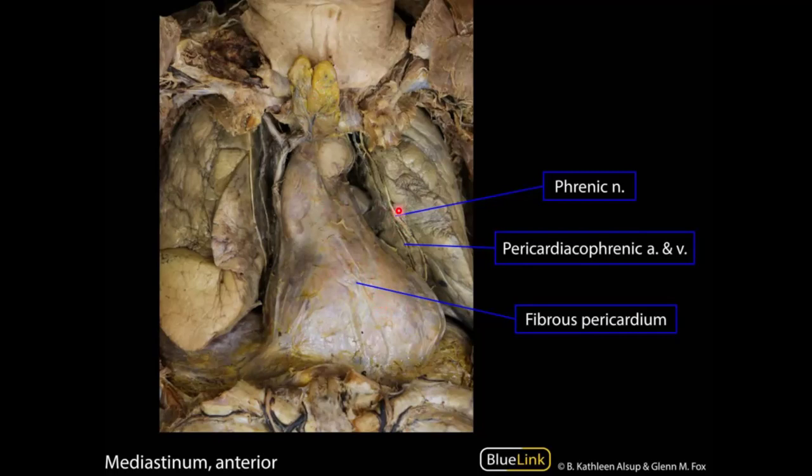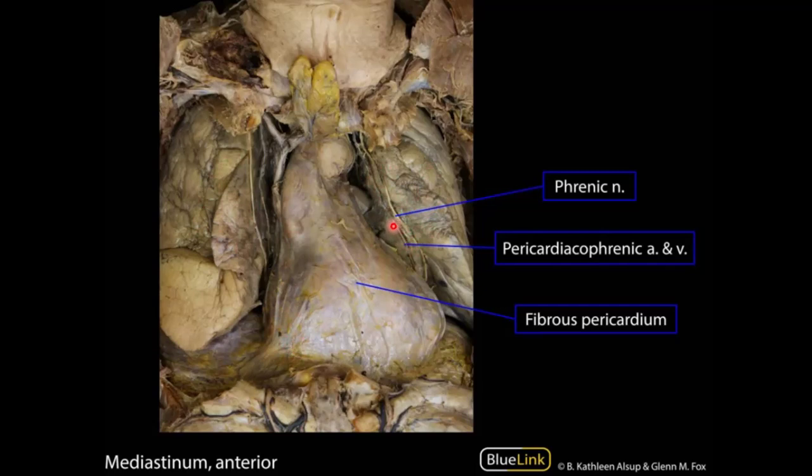Then on either side of the fibrous pericardium, the heart is located within this fibrous pericardium, and you can see this is the diaphragm. You can see that the fibrous pericardium and the central tendon of the diaphragm are actually continuous. And then you can see that is your right lung, the left one, and anterior to the root of the lung, you have the phrenic nerve.